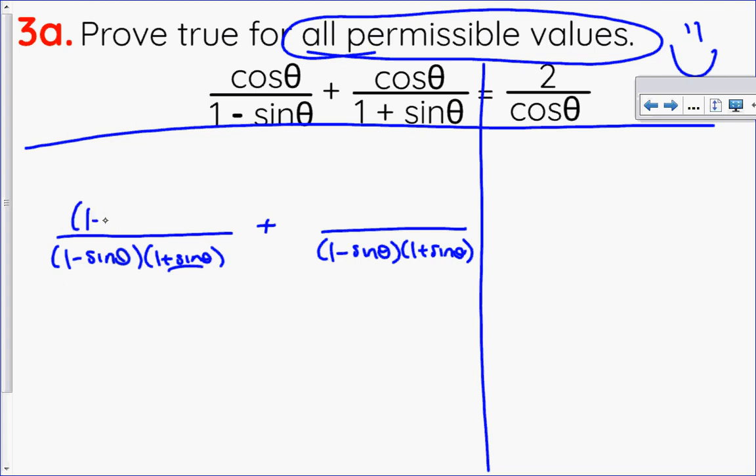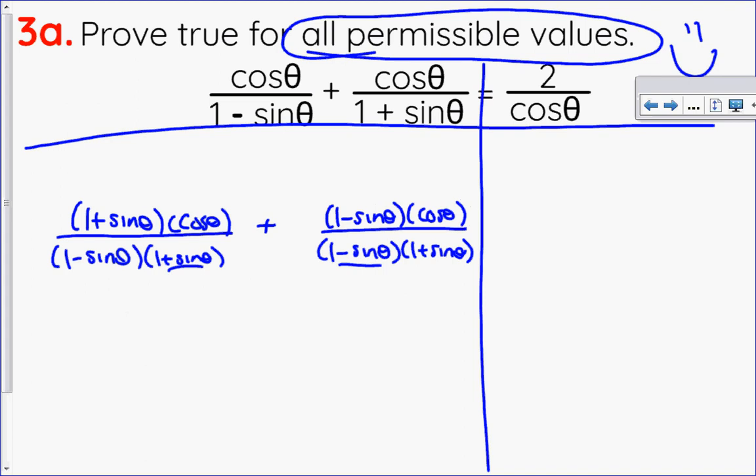So if I have 1 plus sine theta multiplied by cos theta, I know that if I were to cancel those, I'd end up with what I started with, so I know it's equivalent. So let's do the same thing for the next one. I'm missing a factor of 1 minus sine theta, so I will multiply top and bottom by 1 minus sine theta. And again, if I were to cancel these, I would end up with where I started. So I know that I have not changed the value of the question.